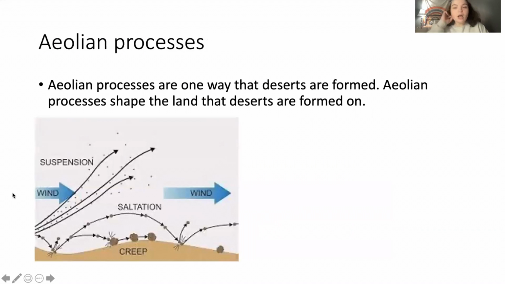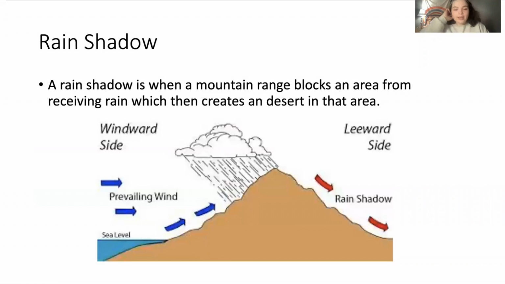The next thing we're going to be talking about is aeolian processes, which is just one way that deserts are formed. As you can see in this picture here, it's how the wind is flowing in order to create the desert. The next thing that we're going to be talking about is a rain shadow.